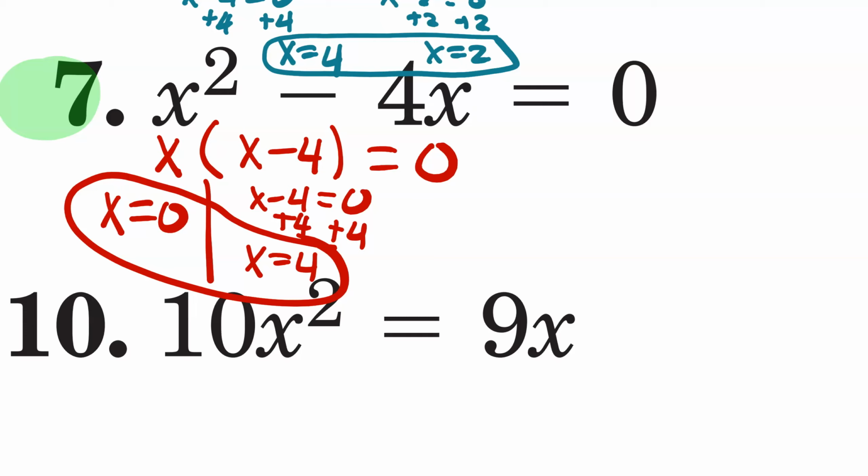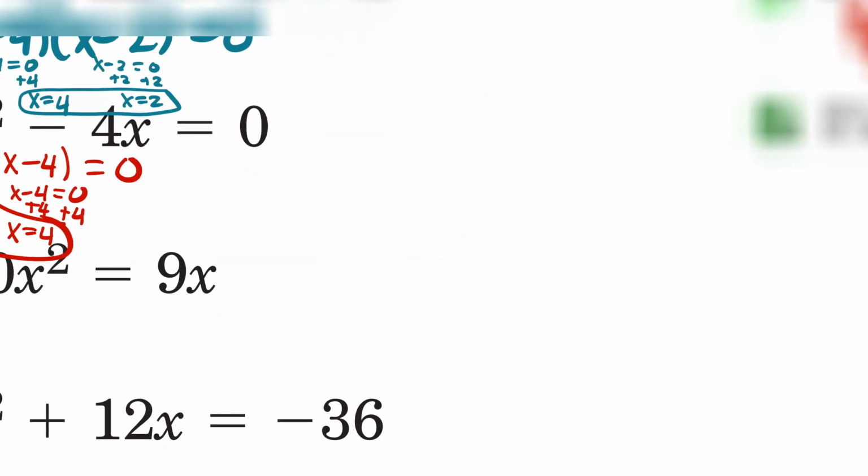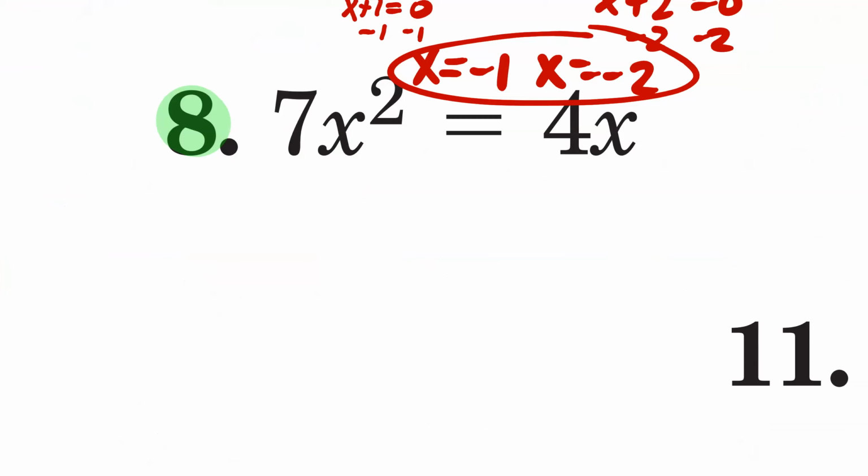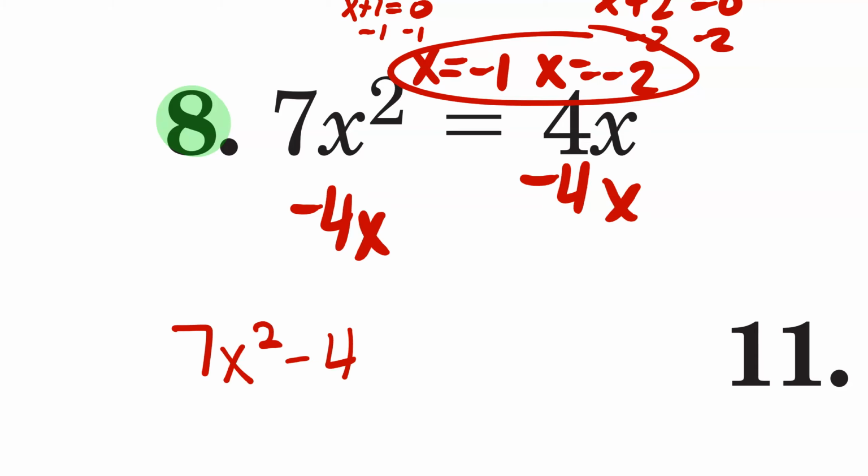Okay, so number 8, the first thing we must do is what? Move everything to the same side. Now I have 7x squared minus 4x, because it has to be set equal to 0 before we can factor and solve. We can only solve if we have 0 on one side and everything on the other.